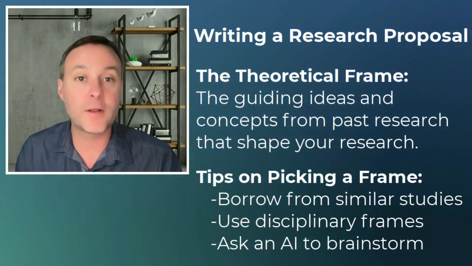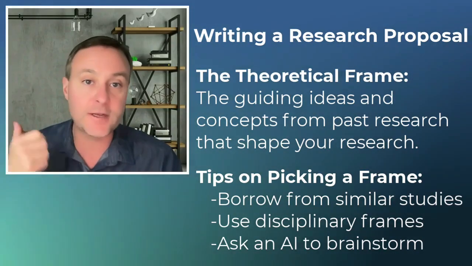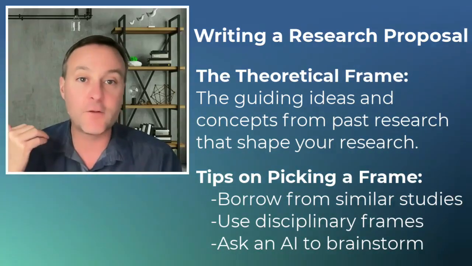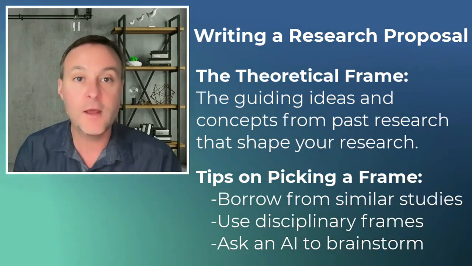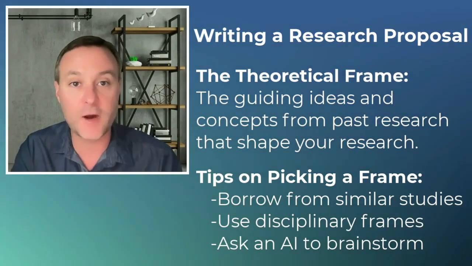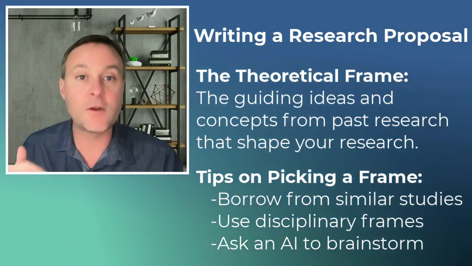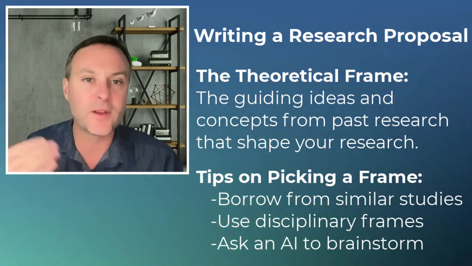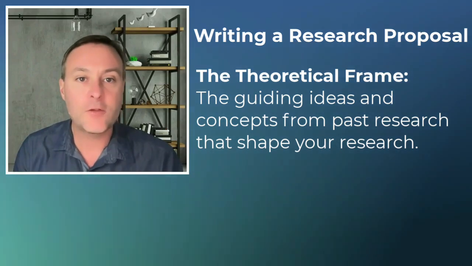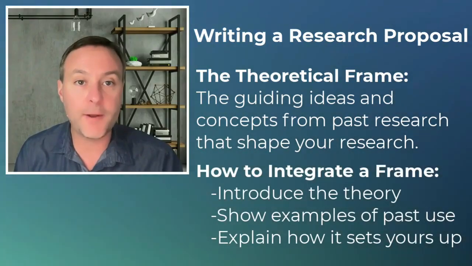ChatGPT particularly is really helpful. You can tell it your research question and your discipline and ask it to give you the top theories that you think would help make a strong theoretical frame. And then it'll list them and you can ask it to educate you on each one to go a little deeper in understanding why. So how do you integrate a theoretical frame into your proposal?